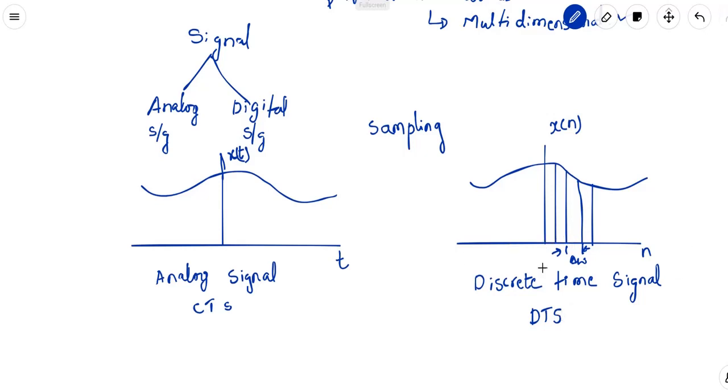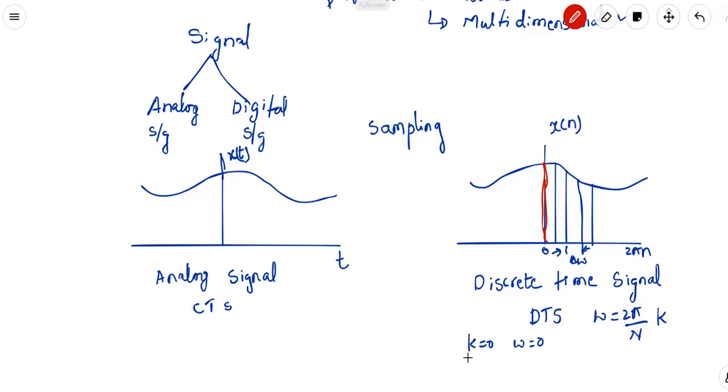Now this omega, we represent as 2 pi by N. Why? The period we are taking is 0 to 2 pi, and the number of samples we are taking is N samples. So omega is equal to 2 pi by N into k, and k defines the value. If k is equal to 0, then the omega value will also be 0, so that is this sample.